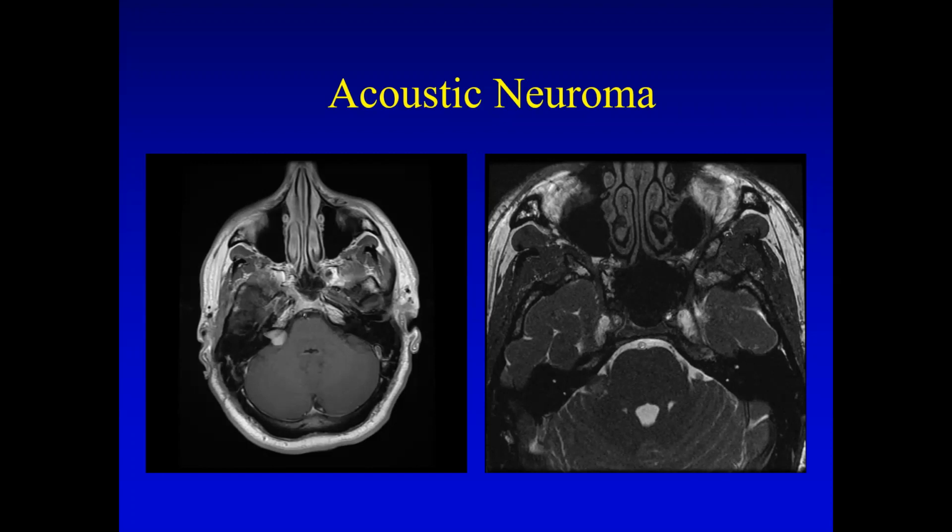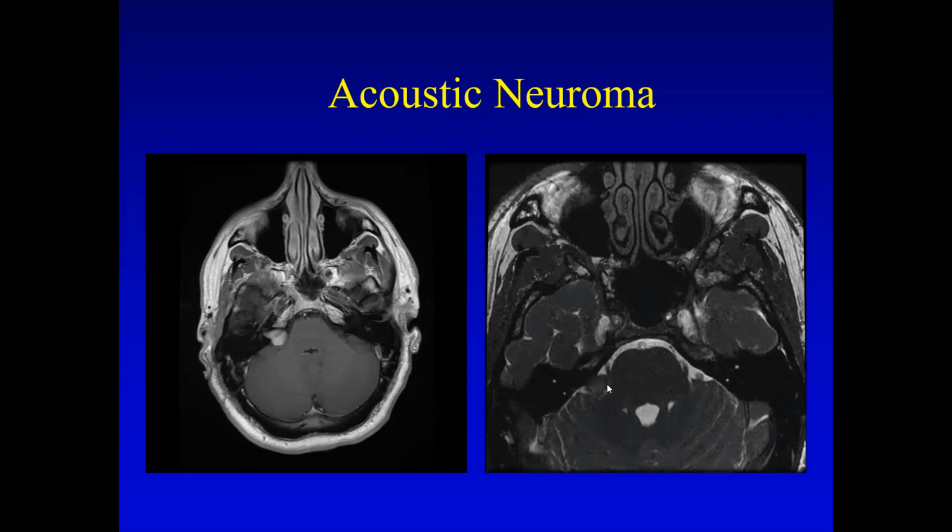Now, when we look at the specific Fiesta sequences, again, these are the sequences that are designed to show us the anatomy of the specific nerve. We can see the trigeminal nerve right here. It's this black structure running up and down in the image. And here is the acoustic neuroma tumor. It's this gray circle here.